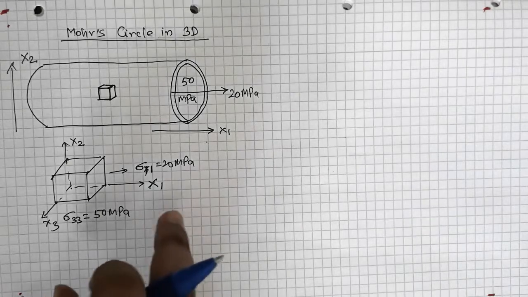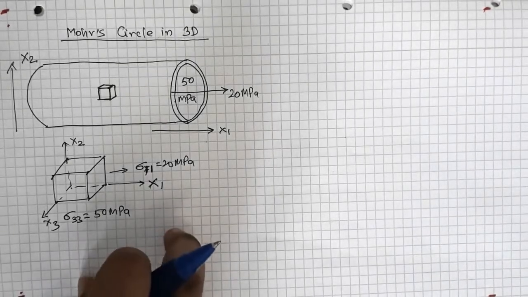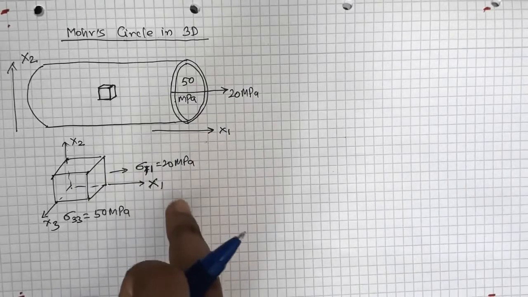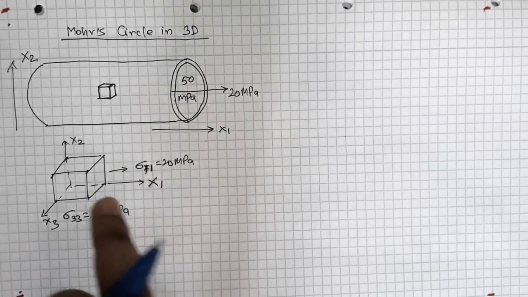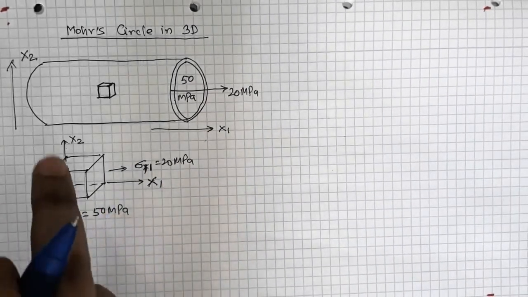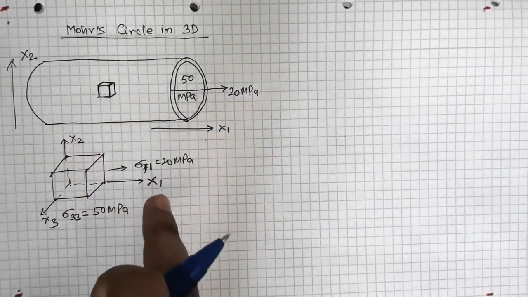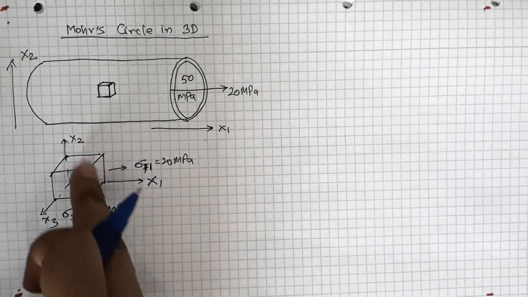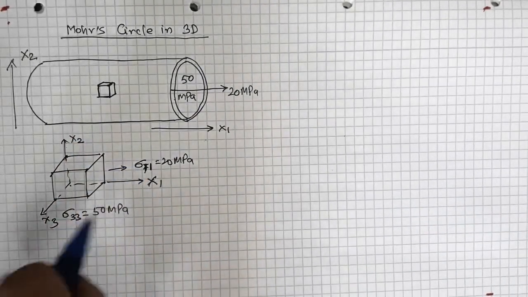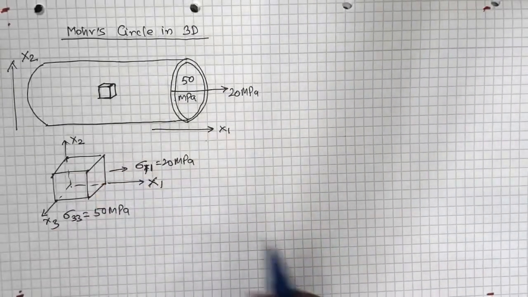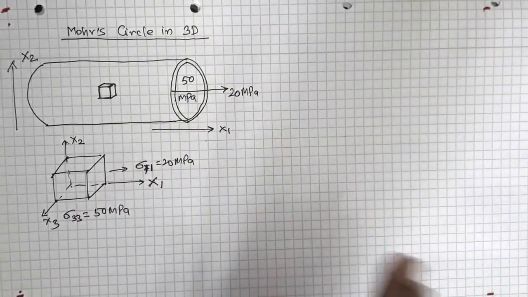So this is already the condition of principal stresses, and you know the values of principal stress. One value of principal stress is 20 megapascal, another value is 50 megapascal, another value is 0, because I don't have any other normal stress. So the normal stress in y direction is 0. I don't have any shear stress, so all the shear stresses are 0. So these are the values of principal stresses, right?